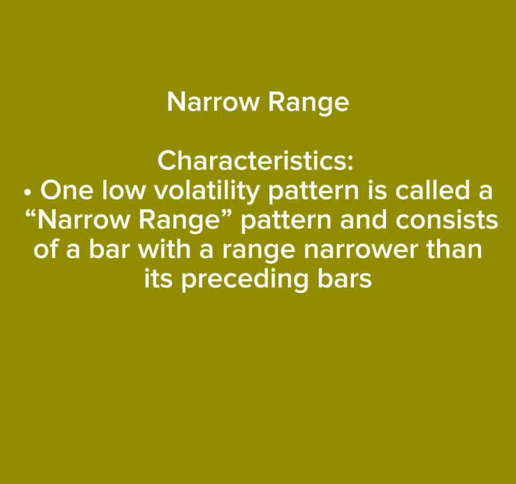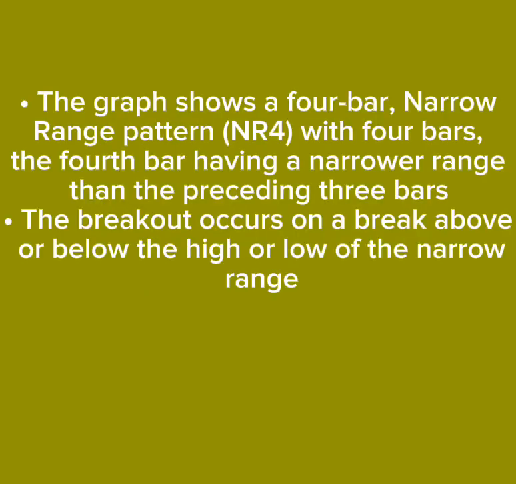Narrow range. Characteristics. One low volatility pattern is called a narrow range pattern and consists of a bar with a range narrower than its preceding bars. The graph shows a 4-bar narrow range pattern, NR4, with 4 bars, the fourth bar having a narrower range than the preceding 3 bars. The breakout occurs on a break above or below the high or low of the narrow range.